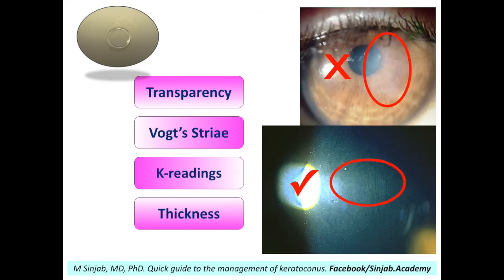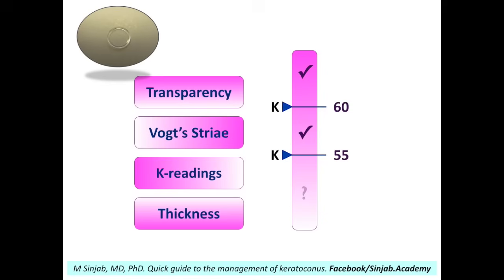Now comes the Myoring. The Myoring also cannot be used when there is a scar, while it can be used, or it is indicated, when we have Vogt's striae. We have to consider K readings when we indicate Myoring. The K readings should be above 55 diopters.